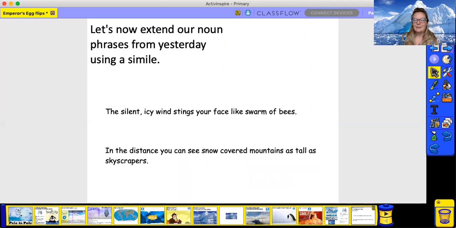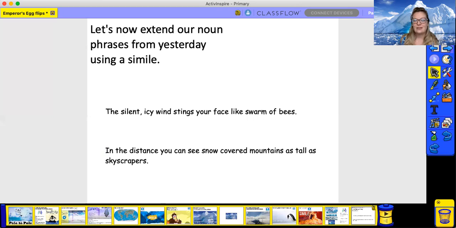Okay, so here's some ideas from yesterday. We're going to use our noun phrases, our descriptive adjectives from yesterday, and then going to extend them using the simile, using like or as. For example, the silent icy wind stings your face like a swarm of bees. Or, in the distance, you can see snow-covered mountains as tall as skyscrapers.